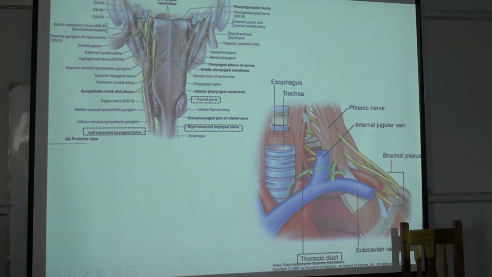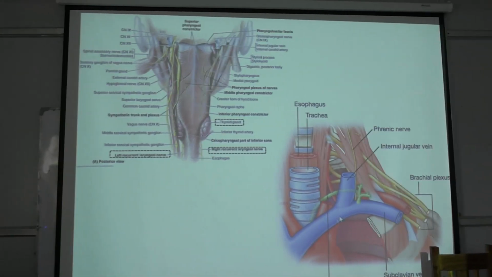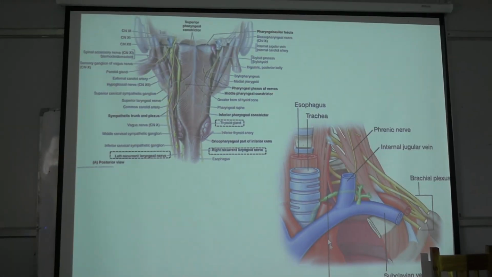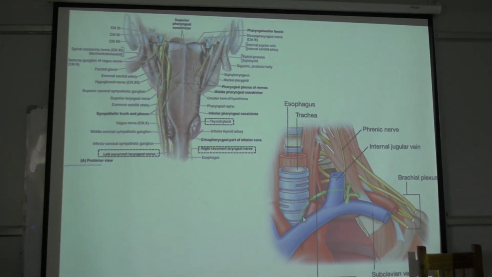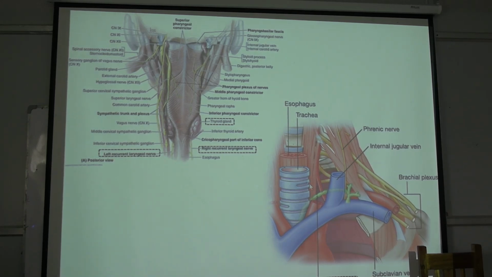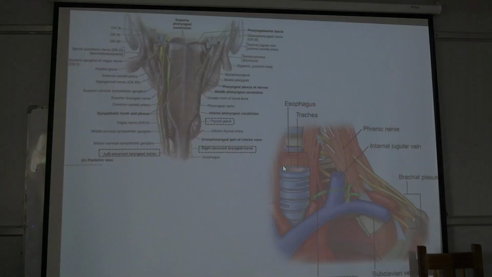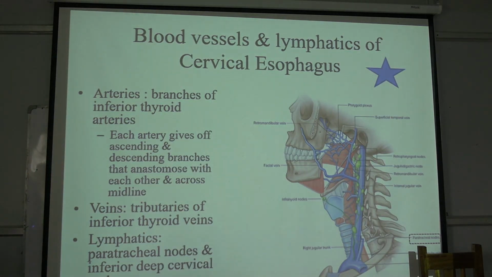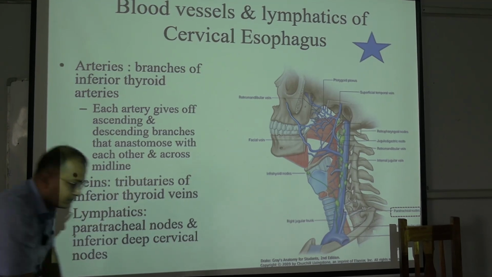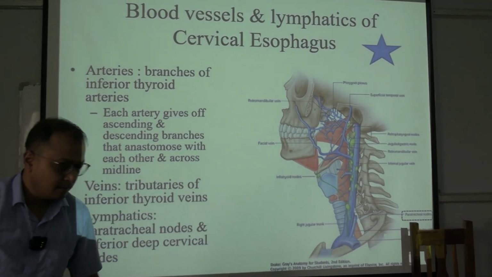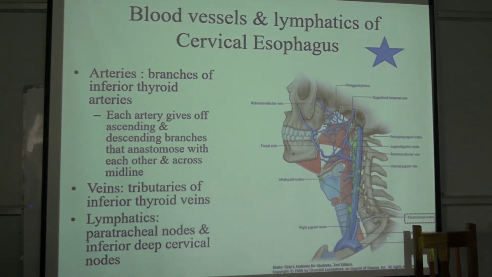On the left side it is related to the thoracic duct and the cervical pleura. That means the pleura covering the top part, known as the apex of the lung, is covered by the cervical pleura. So this cervical pleura is related to the esophagus over this region, and the thoracic duct is related to this part, along with the recurrent laryngeal nerves present in the tracheoesophageal groove, which send the parasympathetic supply to the esophagus.